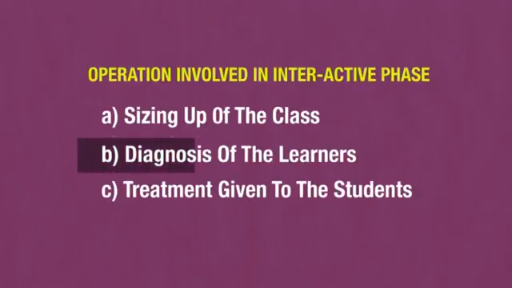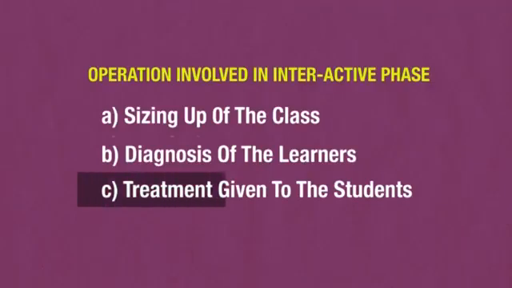The second operation is diagnosis of the learners. After a teacher has assessed his students visually, the teacher gives special attention to the learning needs of the students so that he becomes aware of individual differences, abilities, interests, attitudes, needs, and entering behavior of the students. It is done with the help of direct questions on the content.